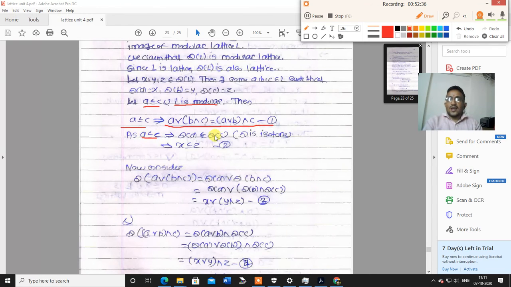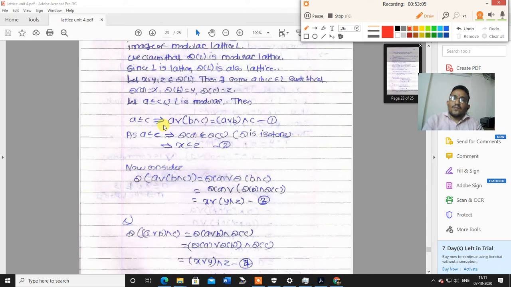So as A is related to C and theta is isotone. What is theta here? Theta is a homomorphism, and we know that every homomorphism is isotone. Therefore, whenever A is related to C, theta of A is related to theta of C. What is theta of A? Theta of A is equal to X and theta of C is equal to Z. So we can say that X is related to Z. Call this equation 2.